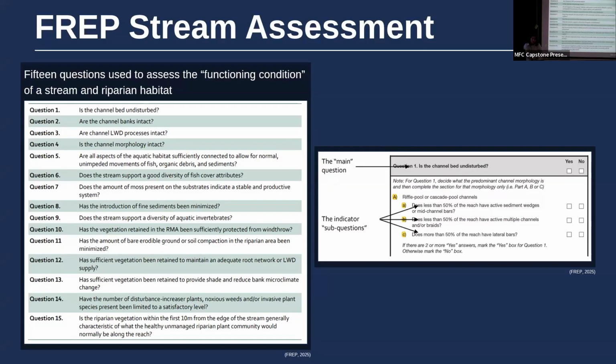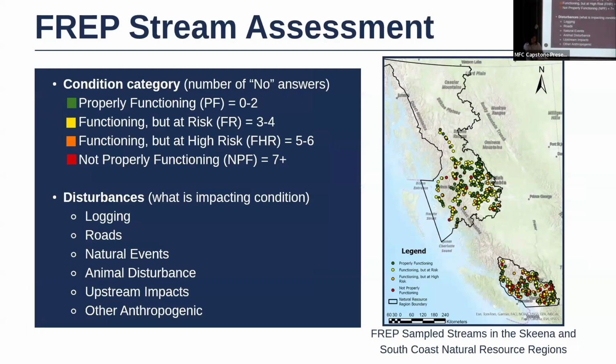FREP monitoring uses 15 questions to assess the post-harvest condition of a stream and the surrounding riparian habitat. Each of these indicator questions produces a yes or no answer. So yes being that the stream characteristic is healthy and functioning, or no meaning that it is not. The number of no answers for each sample are directly linked to different variables, the first being condition category, with more no answers signifying a worse condition.